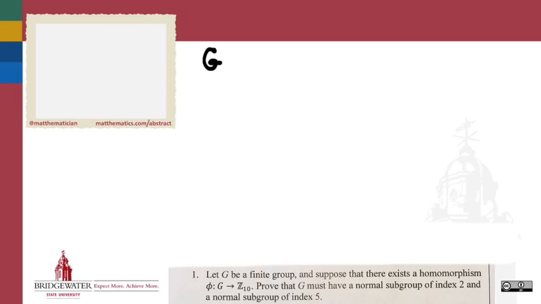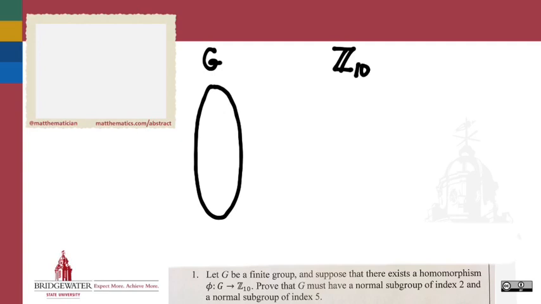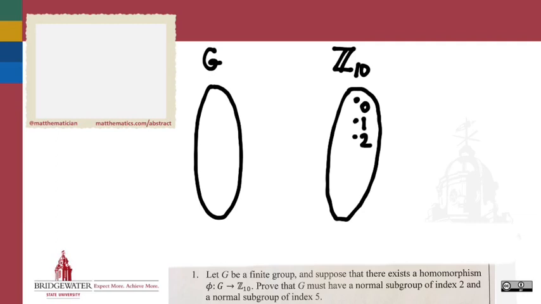We don't know what its order is, but some finite group over here. And we know that there's a homomorphism from G to Z mod 10. So Z mod 10, the additive group of integers mod 10: 0, 1, 2, up to 9. So we know that a homomorphism exists from G to Z mod 10. And what we're supposed to do is to prove that G must have a normal subgroup of index 2 and a normal subgroup of index 5.